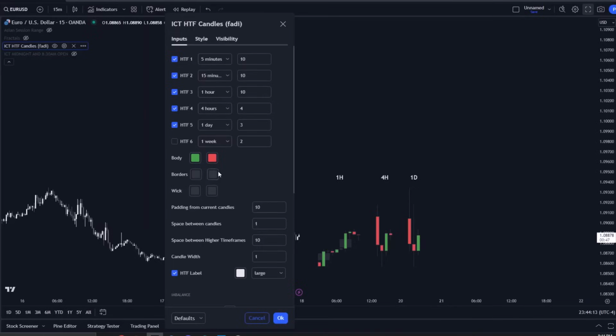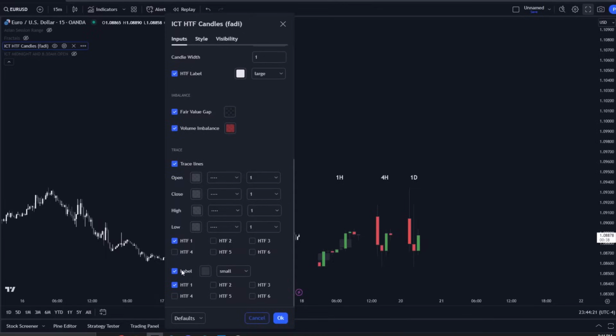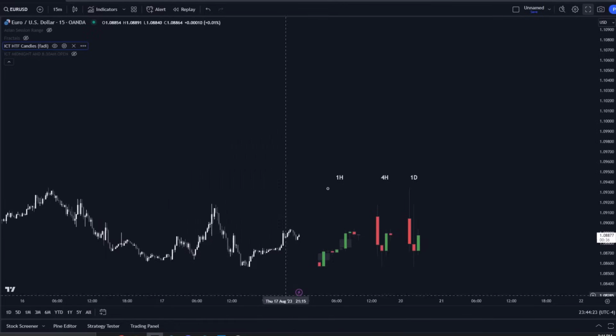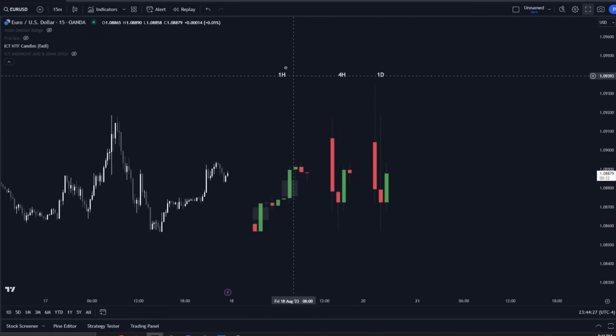You can change the colors, you can change everything, and then see if you need a fair value gap. It's going to show you the fair value gaps right here. Volume imbalances, the same thing. And then if we go here, now what do we see? Literally the same thing. It shows you the 1 hour, the 4 hour, and the daily.